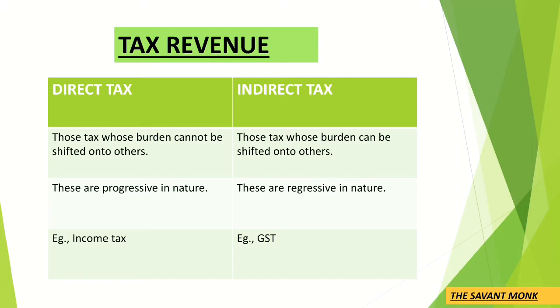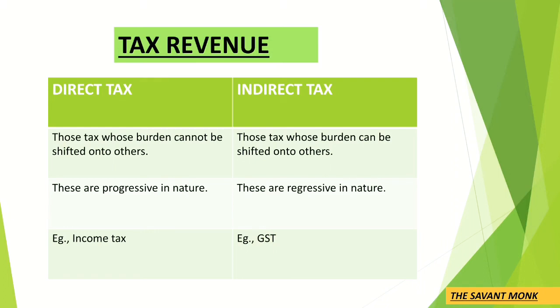These are generally progressive in nature, that is, the rate of tax increases with an increase in income. Examples of such taxes are personal income tax, wealth tax, corporate tax, that is, income tax on the company's income, right? And estate duty, gift tax, etc. Indirect taxes are those taxes whose burden can be shifted onto others. These are regressive in nature, that is, the rate of tax decreases as income increases. Examples of indirect tax are entertainment tax, passenger tax, and now you have the one and only GST.